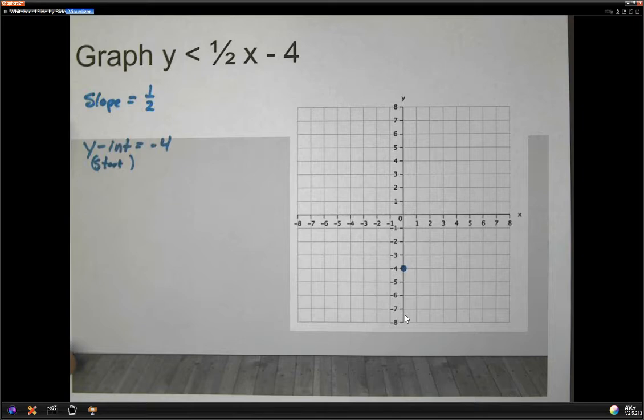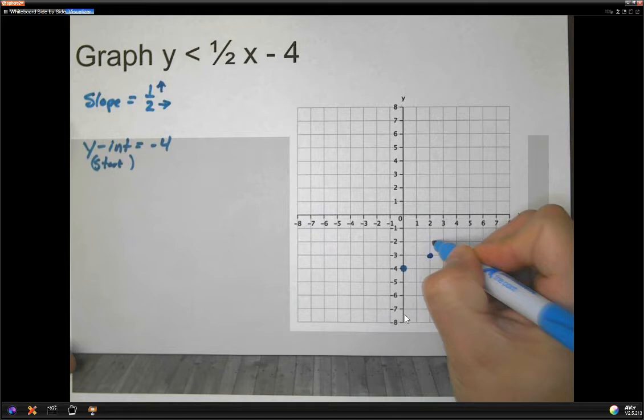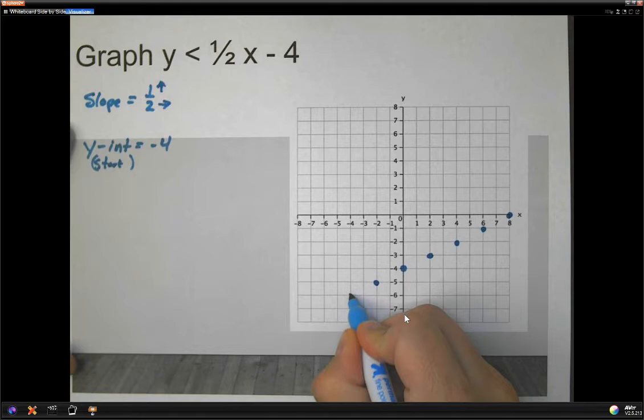The slope is positive, so that means I'm going to go up and to the right. And so from my point, I'm going to go up 1 and right 2, and up 1 and right 2. And I go as far as I need to go, and I could go the complete opposite. That's down 1 and left 2, down 1 and left 2. Again, going as far as I need to go.